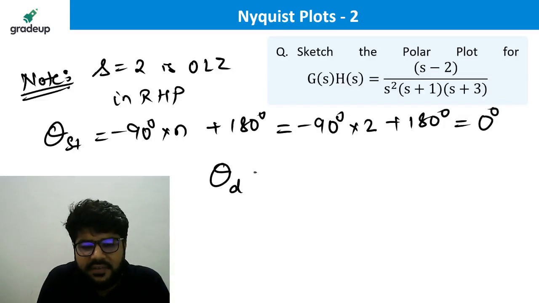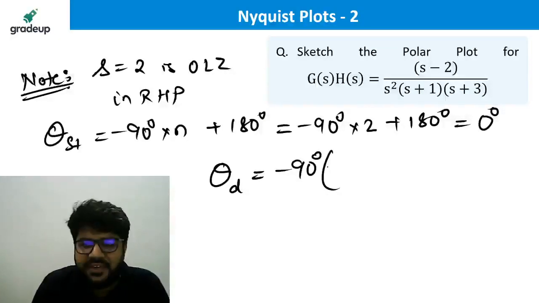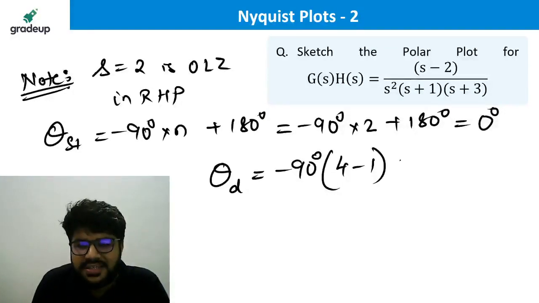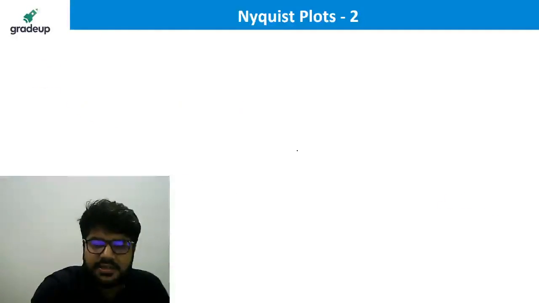Now theta diving, what is the theta diving? That is minus 90. The zero in the RHP does not affect the diving angle. With 4 poles and 1 zero, theta diving is minus 270 degree. So 0 and minus 270 degree.